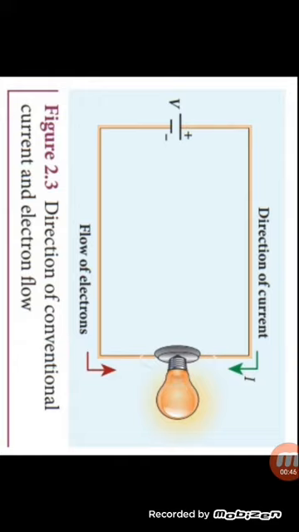During the earlier days, it was believed that the direction of flow of positive charges is from the positive terminal to the negative terminal of the battery, and still today it is considered as the direction of conventional current. However, the actual flow of electric current is from negatively charged body to the positively charged body.